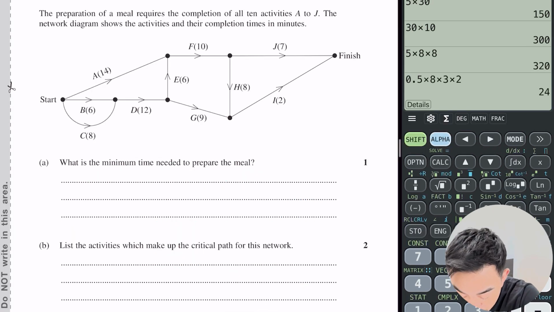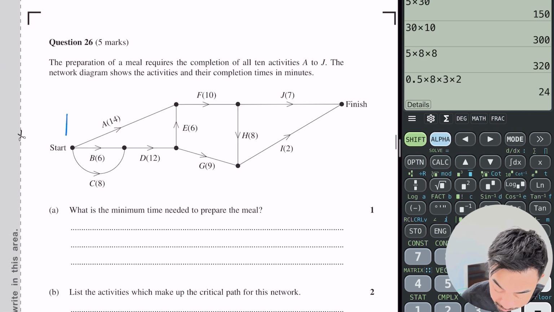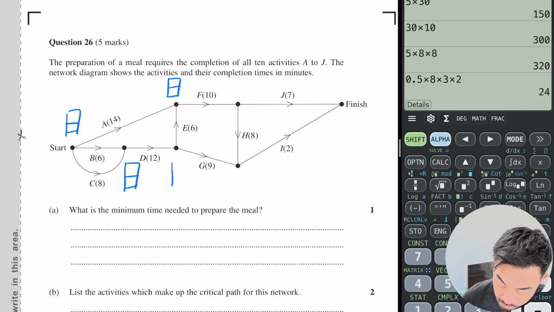Question 26. The preparation of a meal requires the completion of all 10 activities A to J. The network diagram shows the activities and their completion time in minutes. What is the minimum time needed to prepare the meal? All right, so minimum time, we're going to have to do a forward and backward scan. So let me just whip up the boxes.